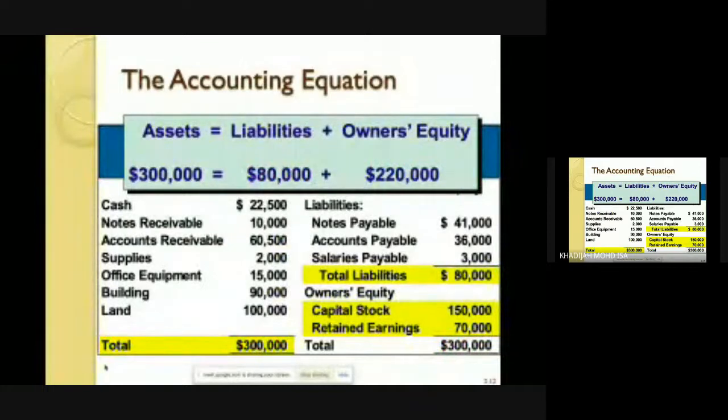Okay, so as you can see here, your asset equals liabilities plus owner's equity. Asset, you have 300,000 total, and then your liabilities 80 plus owner's equity of 220. So you have both sides 300,000. So then you say that you have an accounting equation, right?